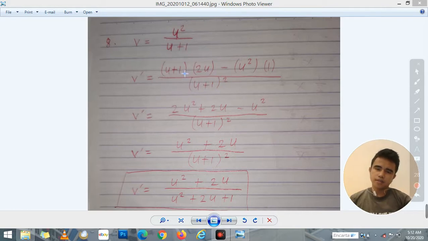And distributing this gives us 2u squared plus 2u minus u squared. Similar term ang first at saka yung third. So 2u squared minus u squared gives us u squared plus 2u all over u plus 1. And expanding this, we have u squared plus 2u plus 1. So actually, you can have this as your final answer. Pwede rin hindi na-expand.